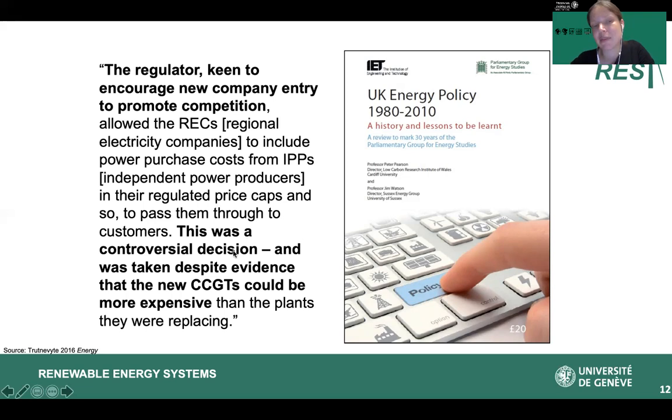And at that time, this is a quote from this review, this was already known as a controversial decision, because there was evidence that new gas turbines would be more expensive than, let's say, the coal plants they were replacing. And nonetheless, this decision was made. I think this is a good example of a very even intentional deviation from cost optimization for something that we would typically not include in the models. And of course, decisions like that, to anticipate them for the future is practically unrealistic, right?